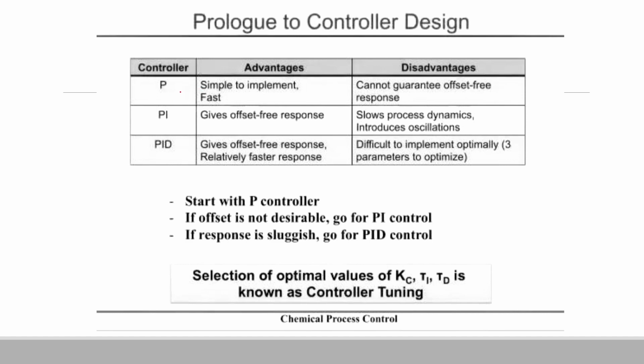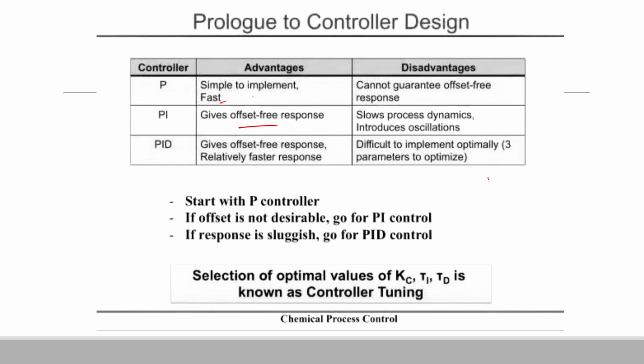The first one is P control, which is simple to implement and fast, but it cannot guarantee an offset-free response. So the response will have offset in most cases, whereas PI control will give us the offset-free response, but it slows the process dynamics and introduces oscillations. Now the ultimate one is the PID controller. It gives offset-free response and has a relatively faster response. However, it is difficult to implement optimally.